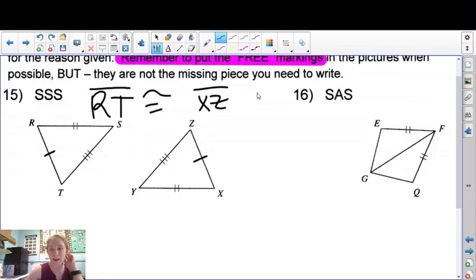Number 16 is side, angle, side. Ooh, I have a free marking. My side of GF has to be congruent to itself. So that's my free guy. So I'm looking now for the angle since I already have the side. So it has to be the angle in the middle.